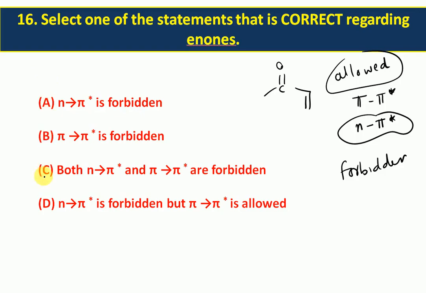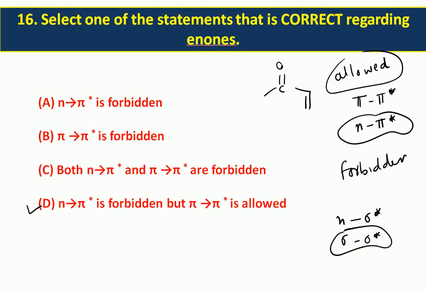And if we look at the options, in option D they have given n to pi star is forbidden but pi to pi star is allowed. Similar type of question can also be asked for n to sigma star and sigma to sigma star. Sigma to sigma star is allowed and n to sigma star is forbidden.